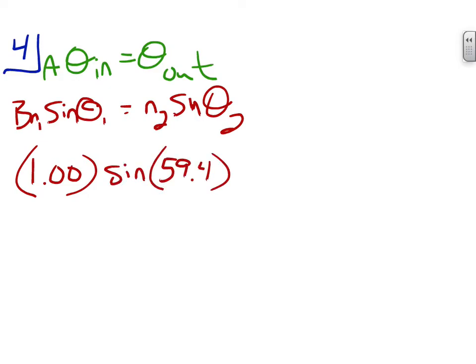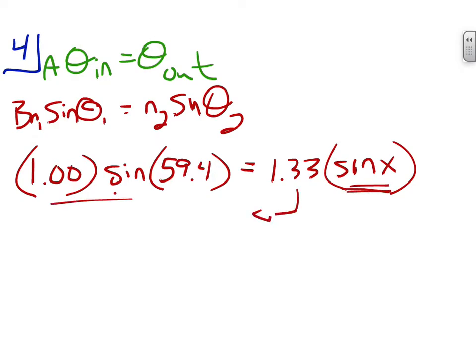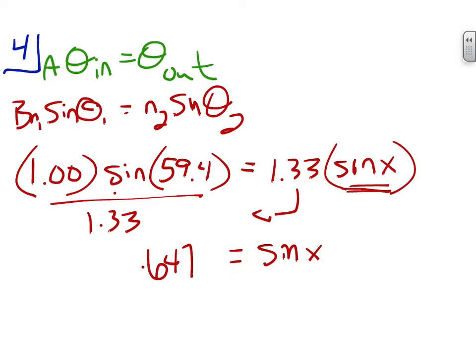So again, we want to say, in the air, it was going 59.4. What is it when it refracts into the water? Inside the water, we're at 1.33 times the sine of x. So if I want to find the sine of x, I need to move the 1.33 underneath, and that's going to tell me that the sine of x is equal to 0.647.